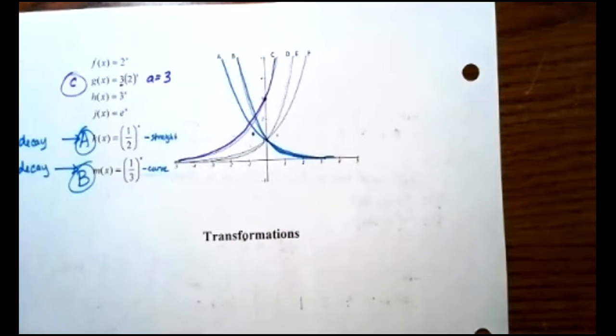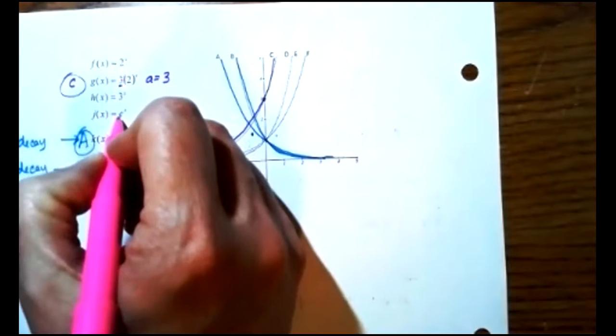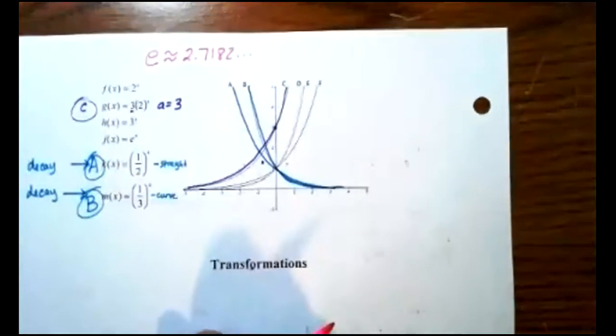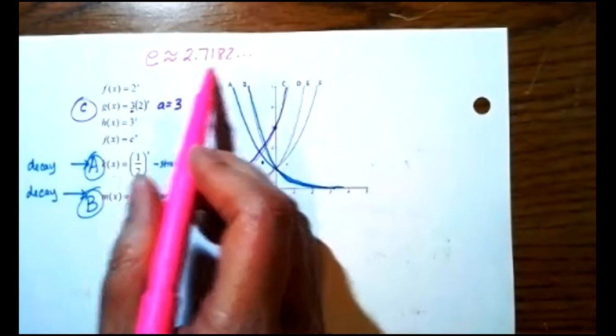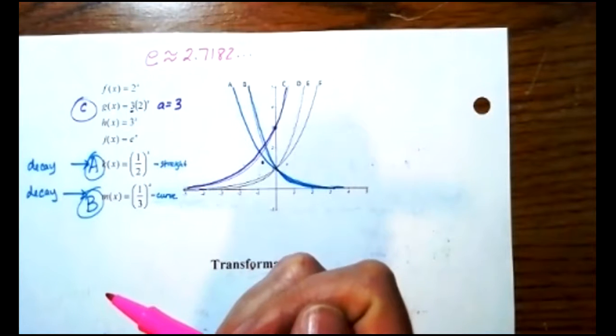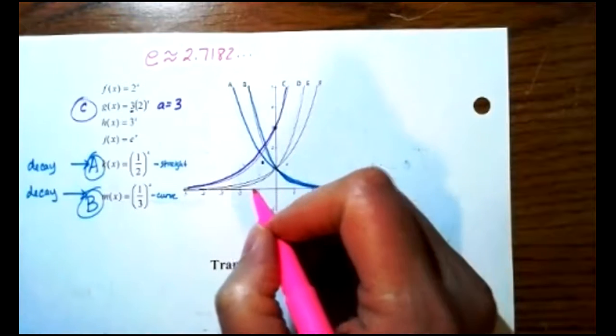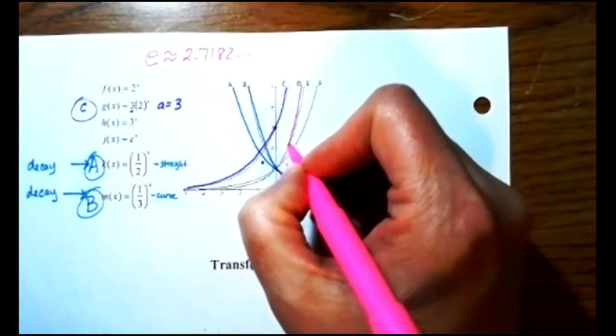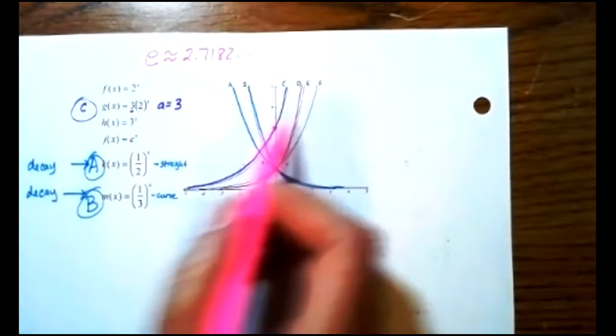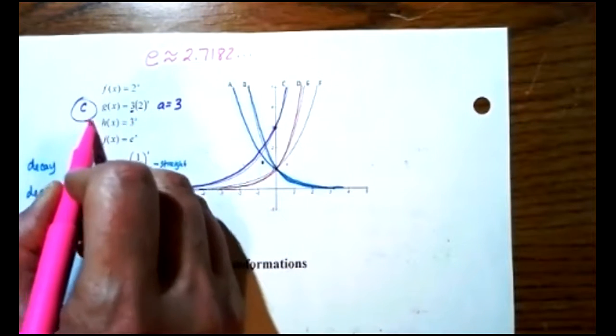That leaves me 3 more functions, and let's look at their bases. So we've got 2, we've got 3, and we've got the number e. Let me remind you that e is approximately the decimal 2.7182, it keeps going. And so of those 3 numbers, 2, 3, and this decimal, I'm just going to ask myself, which one of those is farther away from 1? So I'm looking for the curviest graph. Which one of these is bent the most? And I say D is bent the most. And since D is bent the most, then it must have the biggest base. So I'm saying 3 is the D graph.